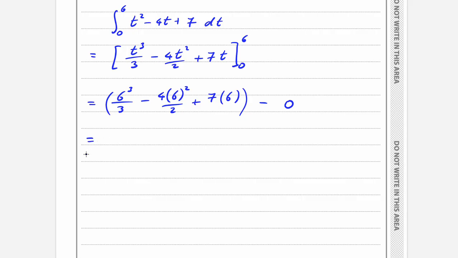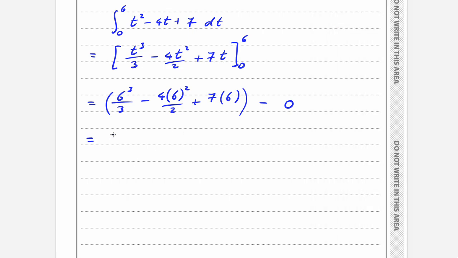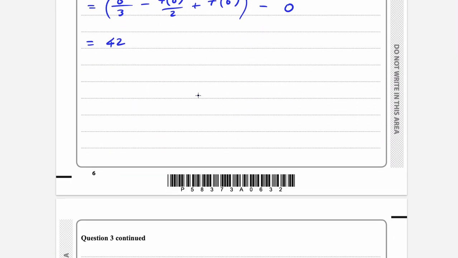And this is, well, let's do this with the calculator. This is just 6 cubed over 3 minus 4 times 6 squared over 2 plus 7 times 6, which is equal to exactly 42, which tells me I'm probably right. Okay, fine. That's part B, 42.